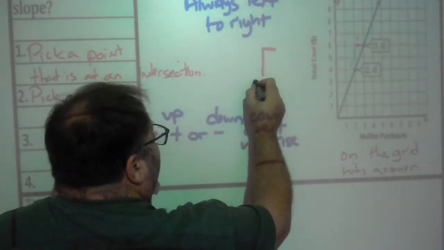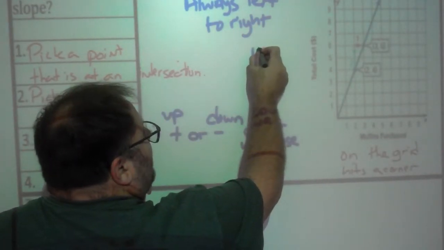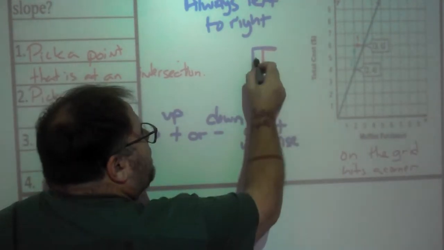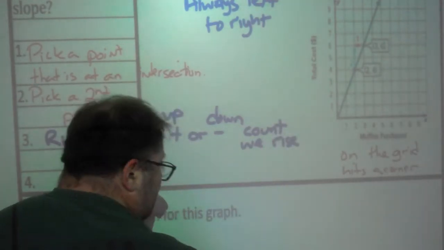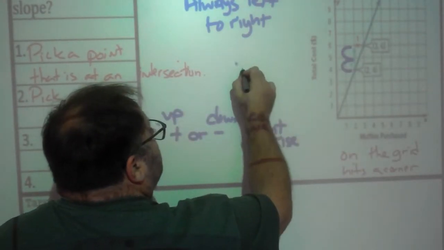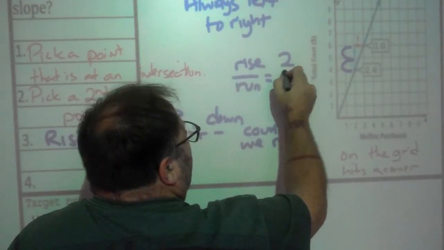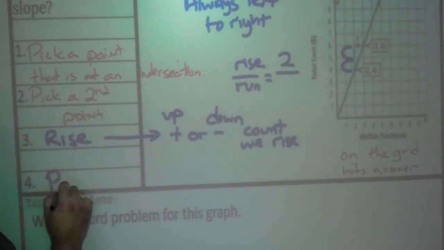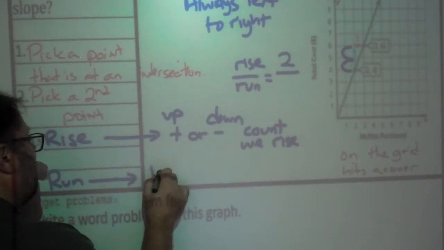I went up to the height of the next point, and then I moved to the right, in this case, to where the point was. This right angle is the key to getting this right. And then all I'm doing is counting. So 1, 2, so I'm going to write rise, run, and then it's a positive 2. I went up 2. Then the last thing we do is check the run.